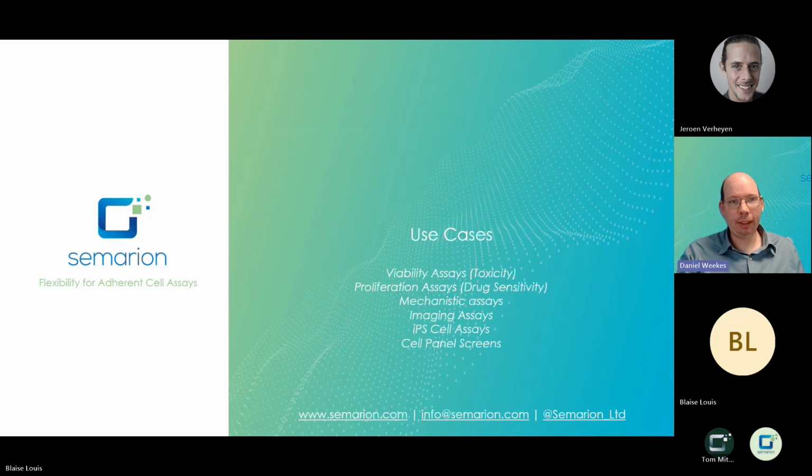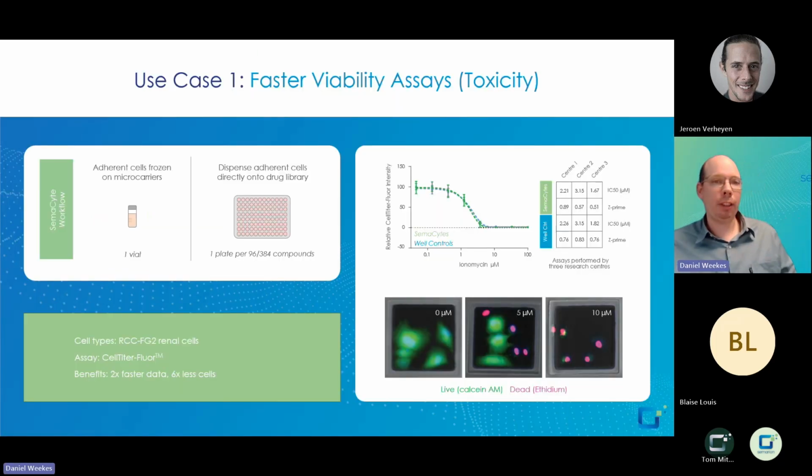So our first use case is looking at faster viability assays. If we look at the top left panel, this highlights our standard workflow for using cells with SemaCytes, which is preparing batches of assay-ready adherent cells in cryovials. For this assay, we would, for a cryovial, allow the cells to recover for an hour and then plate them out into a 96-well plate.